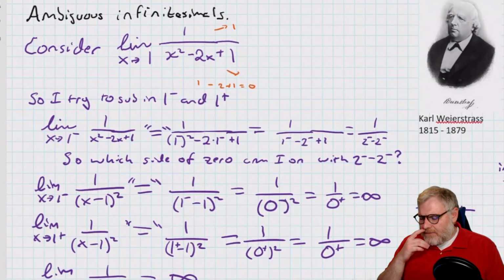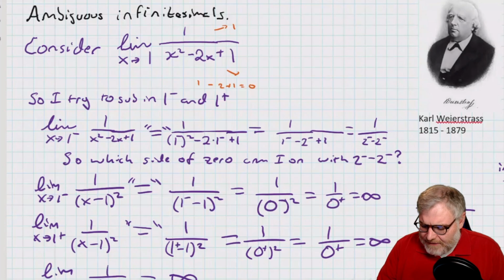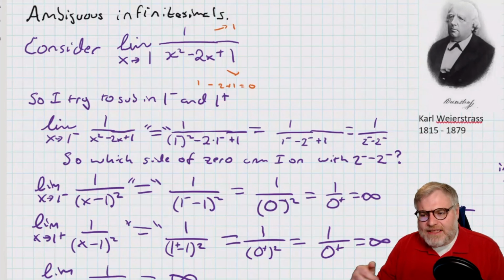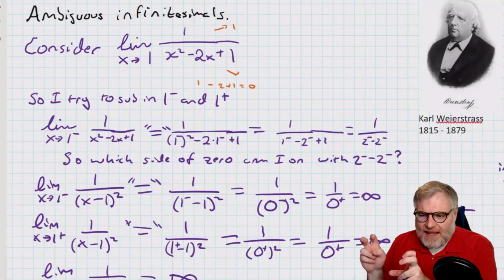All right, so let's talk about ambiguous infinitesimals real fast. Consider this function: the limit as x goes to 1 of 1 over x squared minus 2x plus 1. I get 1 over 0 for that. Now, if I try to stick in 1 minus or 1 plus, either one, if I stick in 1 minus, I wind up with 1 over 2 left minus 2 left. And that is an ambiguous thing. You're not sure which one of those is the stronger left.